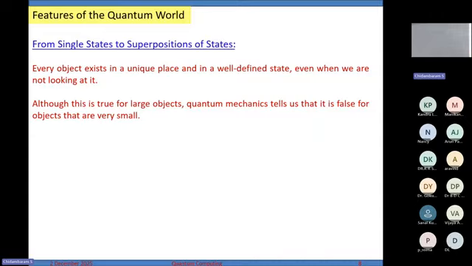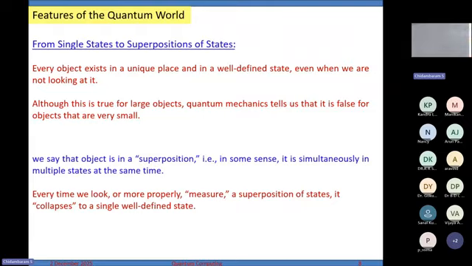So when you go to that small level, what was the technical terminology they said in the last 2 days? Subatomic level, right? Microscopic level. When we go to that level, objects will not be in a well-defined state. Rather, they will be doing some activity, right? And because of that, we are saying that we are moving from single state to the superposition of states, right? It is simultaneously being in multiple states at the same time.